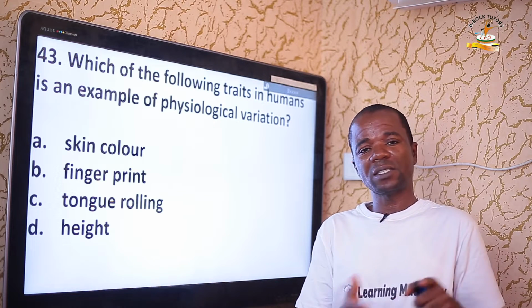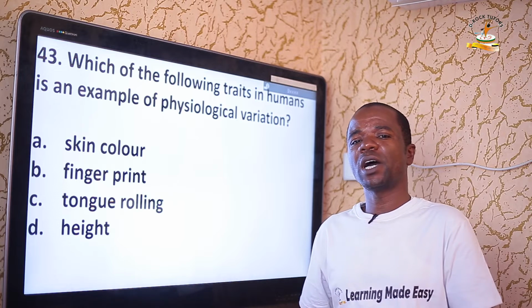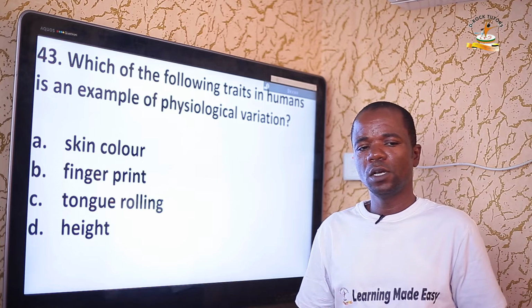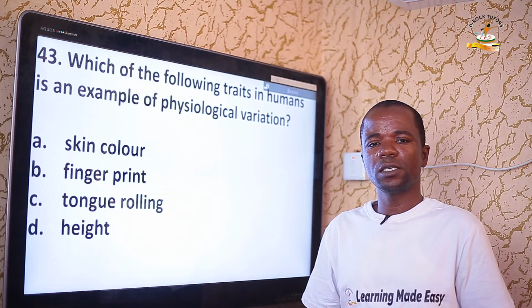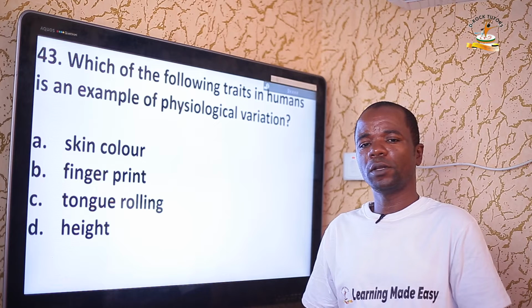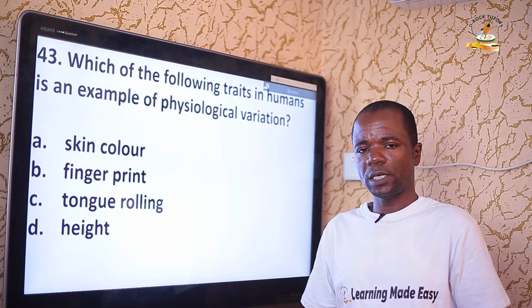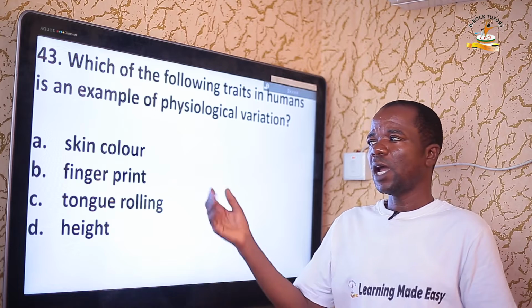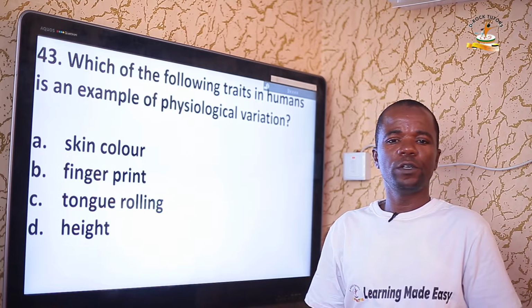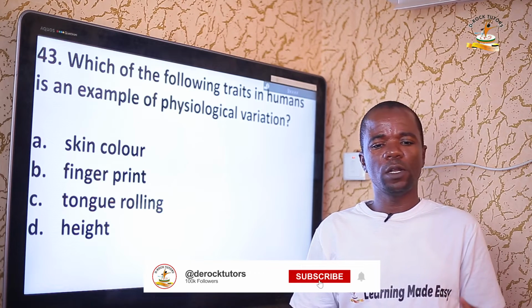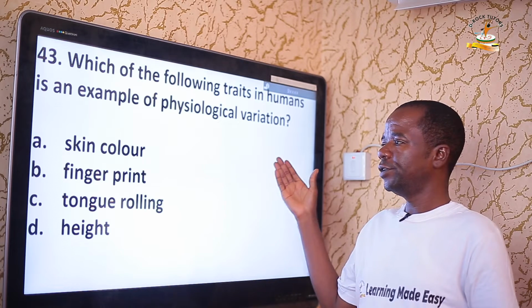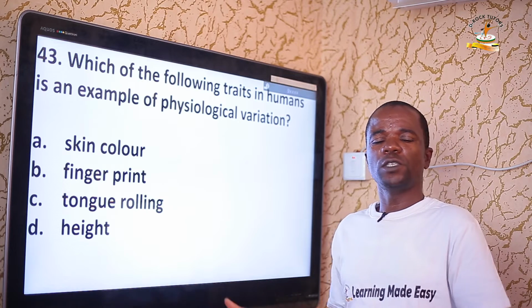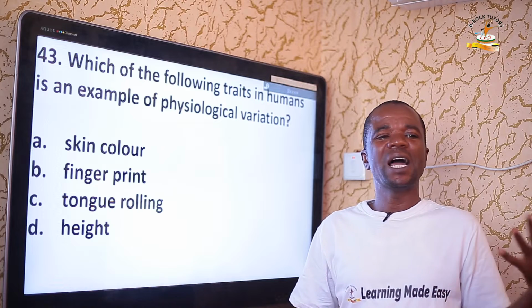Other examples of physiological variation apart from tongue rolling is the ability to taste PTC. PTC is an acronym that stands for phenylthiocarbamide. Phenylthiocarbamide is bitter in solution. Some people are able to detect the bitter taste, which means they are tasters, while others will not be able to detect the bitter taste. Another example of physiological variation is blood grouping. Different blood groups are also an example. Another example is left-handedness.